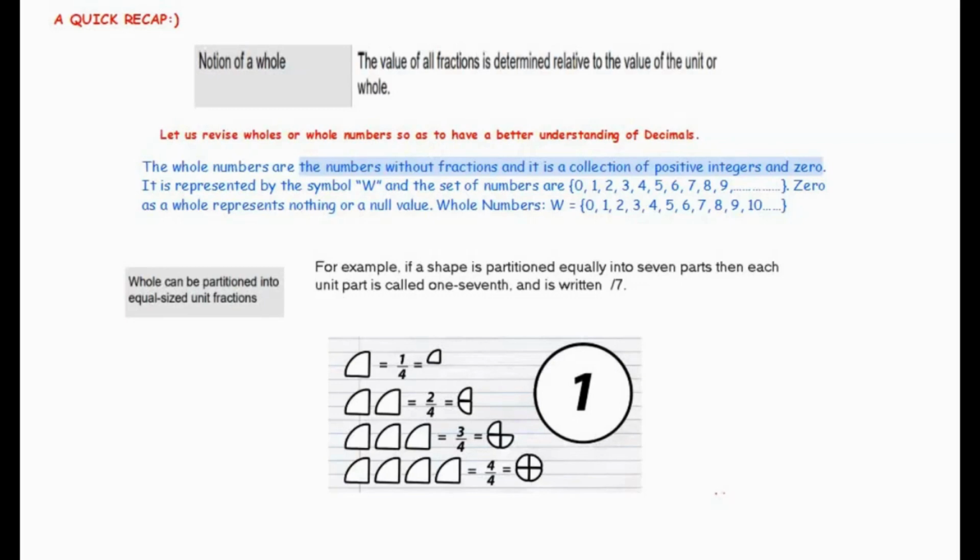You know that the value of all fractions is determined relative to the value of the unit or whole. For example, take a circle here. If I talk about this circle, then this is a whole quantity. But take it as it is of color yellow, so take it as a mango. So it is a mango.